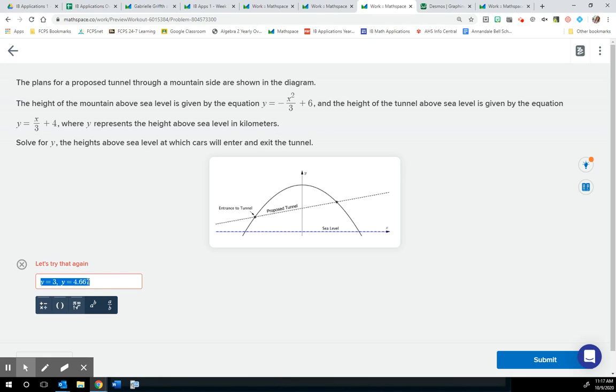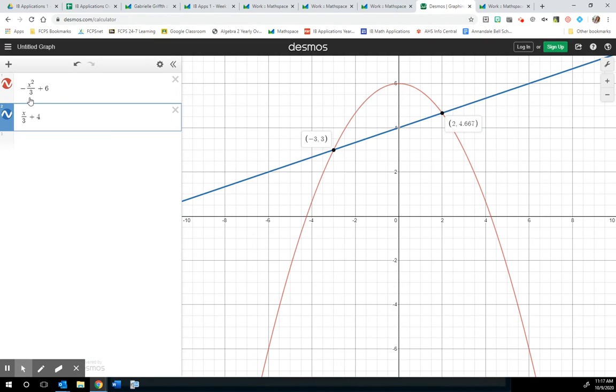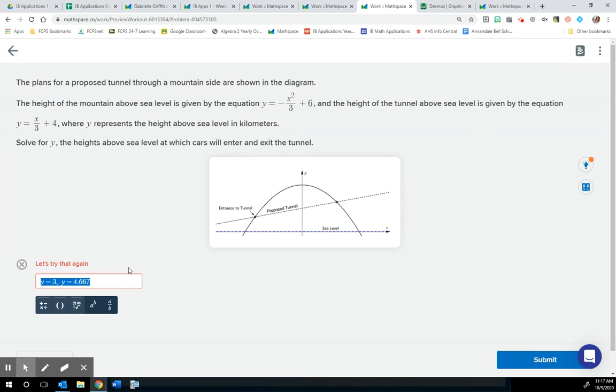So Mathspace says no, but we might want to double check. Did I type things incorrectly? Yes. Did I look for the right points? Yes. So if you know your values are correct, think about instead how you typed them in. And I'm going to read into this a little bit, but sometimes that's just what you have to do with Mathspace.